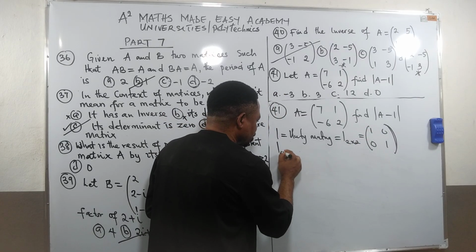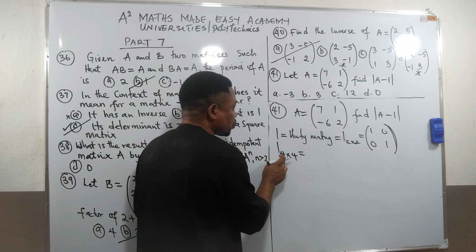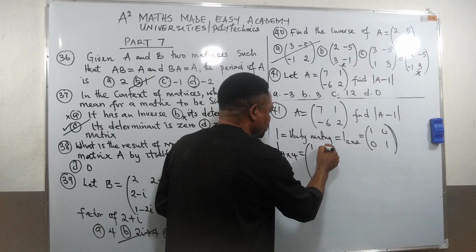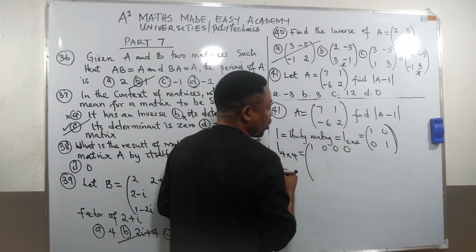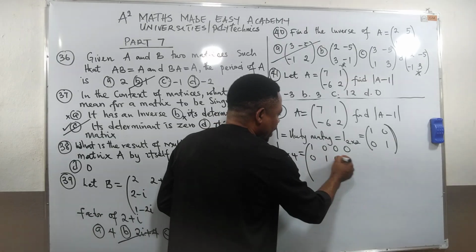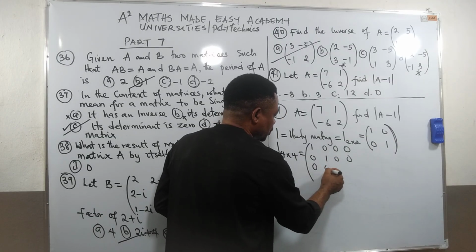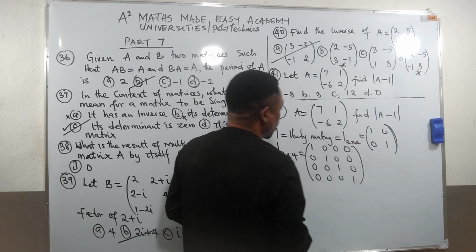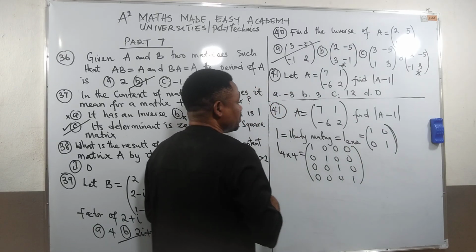What if they give you one like this? It is a unit matrix of what order? 4 by 4. How do we write it? Watch. The first element should be 1, the rest should be 0. Next is 0, 1, and the rest 0. The third row should be 0, 0, 1 and 0. Finally 0, 0, 0, 1. That is what we call a unit matrix. Have I made myself clear?